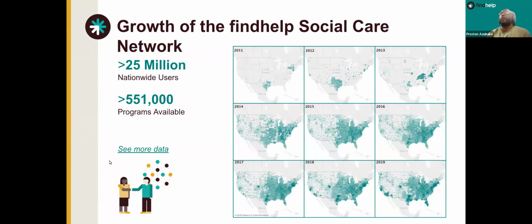To give you a bit of background on Find Help, we have over 25 million users currently, as well as over 500,000 programs available. We started off in 2011, but as you can see via the map, have expanded to have resources all throughout the continental US.